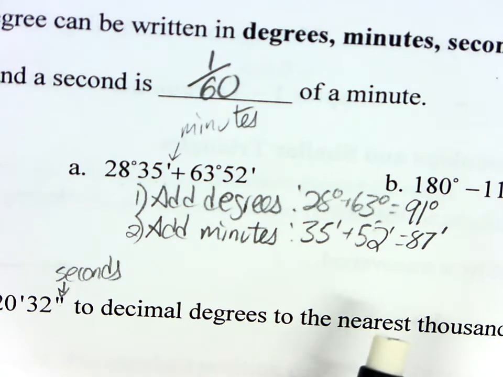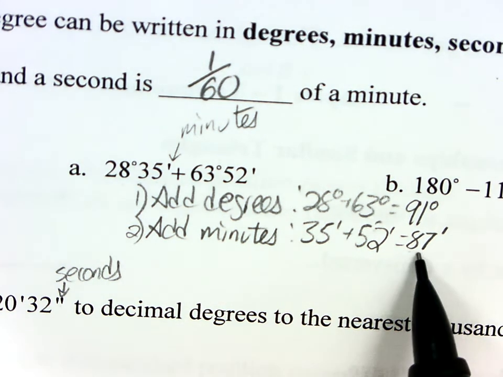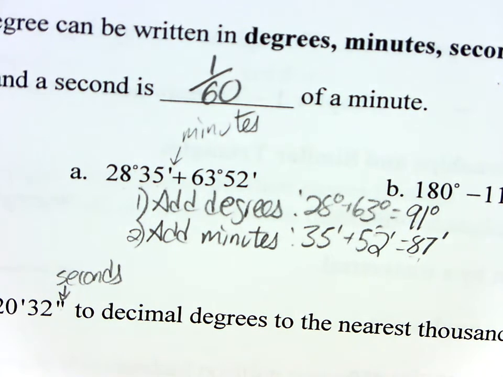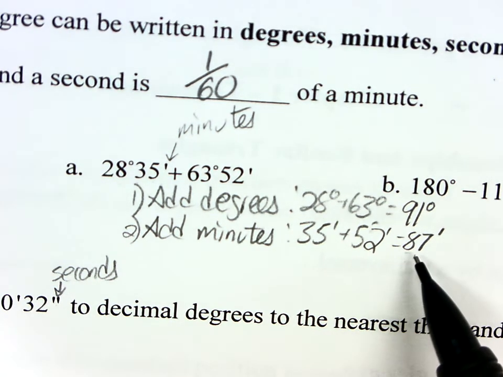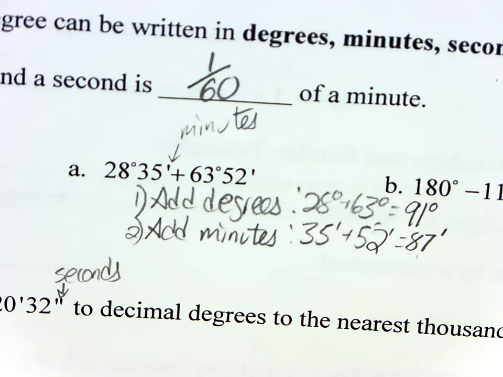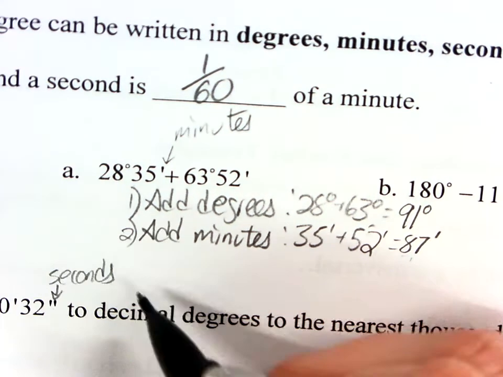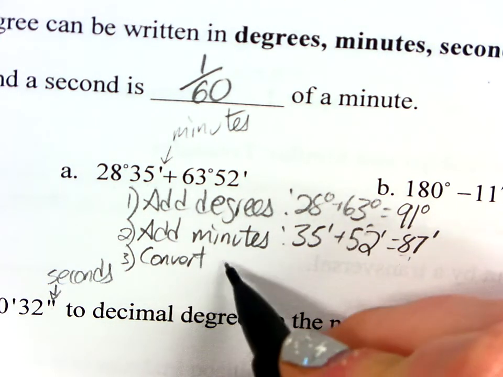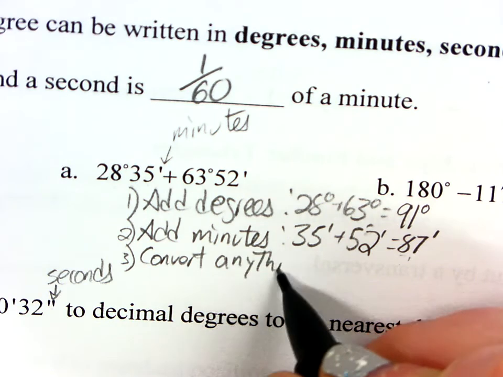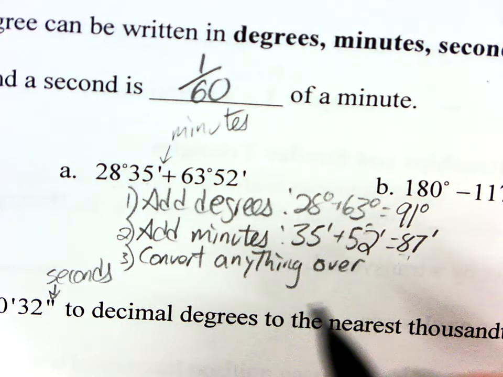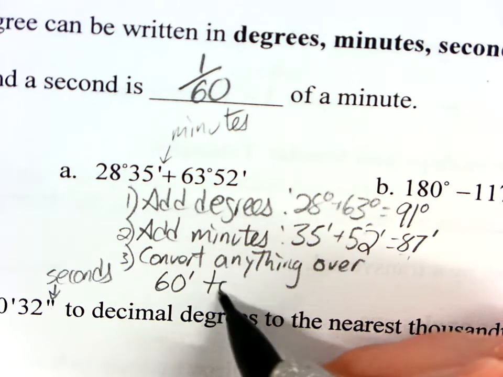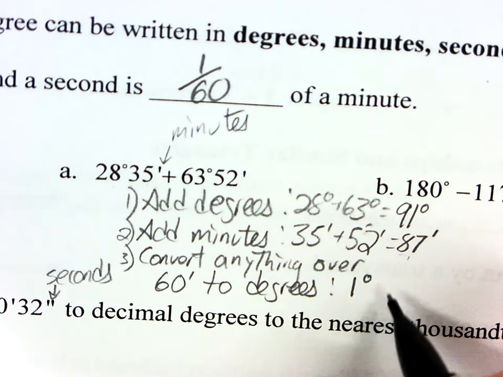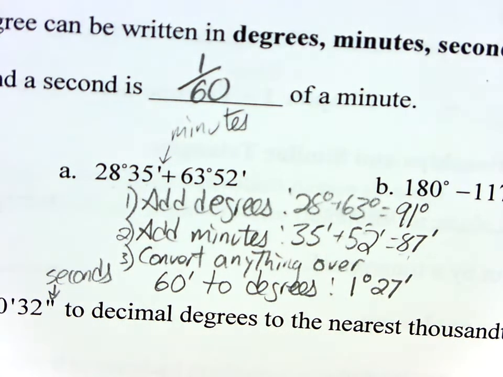Exactly. And it works the same way. If I have over 60 minutes, one of those is going to convert back into a degree. So just like that would represent an hour and 27 minutes, it's going to represent 1 degree and 27 minutes. Okay? So step 3, convert anything over 60 minutes to degrees. So that's now 1 degree, 27 minutes.